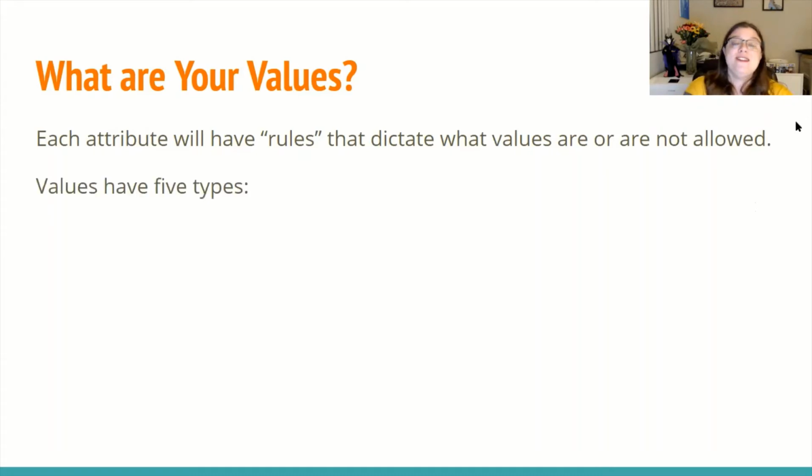So values themselves have 5 types. Character, which is pretty straightforward. It's going to be text, sometimes called a string. For example, when I wrote the words Count Dracula, that would be the character type, because I'm using alphanumeric, it could be a combination of letters and numbers. So it's just text.